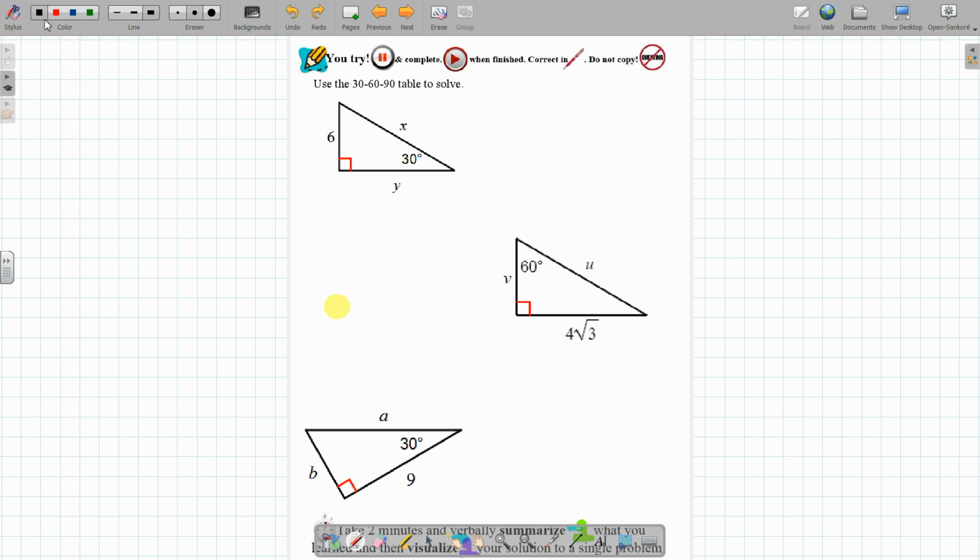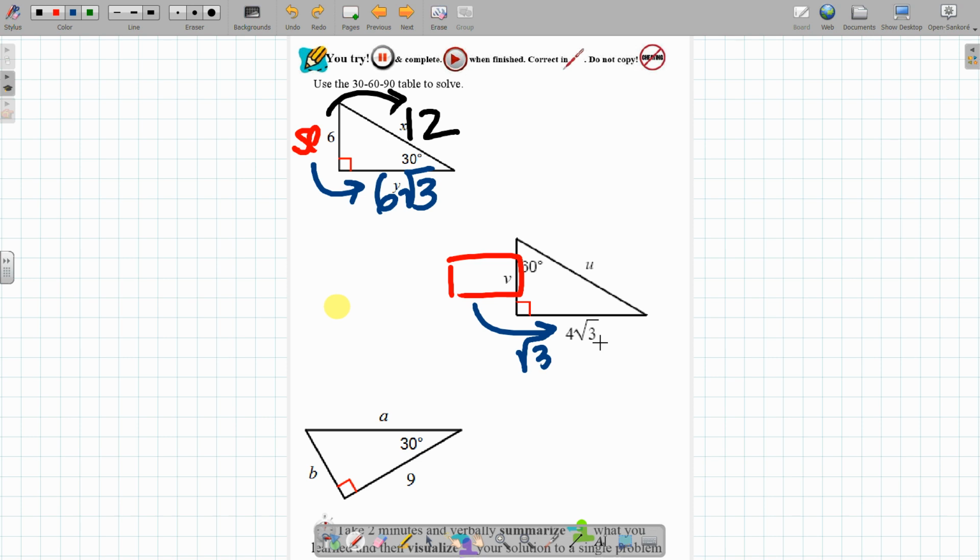All right, let's see how you did here. Our short leg here is 6. Short leg to long leg, that's going to be 6 root 3. Short leg to hypo, that's going to be 12. We don't have our short leg here, but we had to times by root 3 to get 4 root 3. That means your unknown would have been 4, and then going this way times by 2 would be 8.